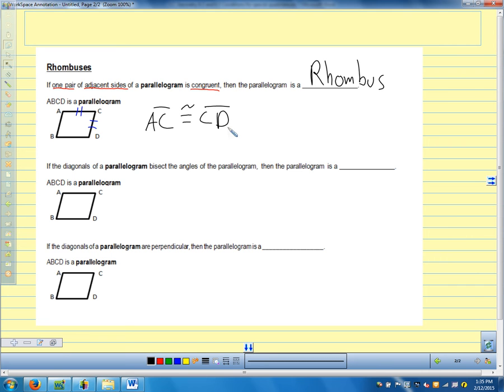And the reason this works is kind of like we talked about with the 90-degree angle for rectangles. If this is a parallelogram, what do we know about opposite sides? They're congruent. So this would be congruent to this. Opposite sides, congruent. So all four would have to be exactly the same length, and that would make it a rhombus. All right, we're good there.